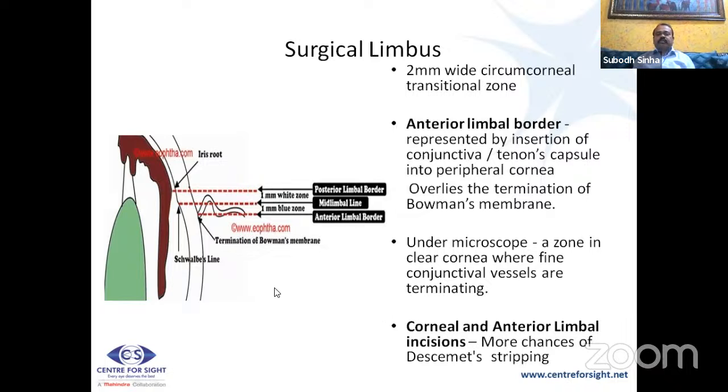Mostly while doing phaco, and maybe sometimes manual small incision cataract surgery with phaco fracture techniques, we make corneal or anterior limbal incisions. You have to be very careful because there will be some chances of Descemet's stripping if you are using a blunt instrument or are not very careful while doing it.